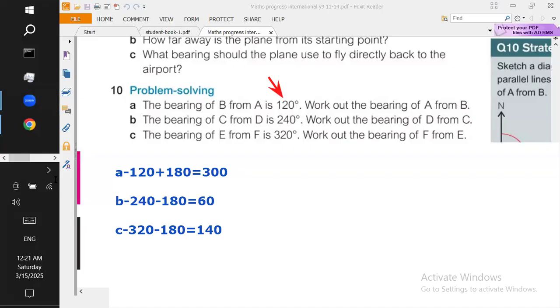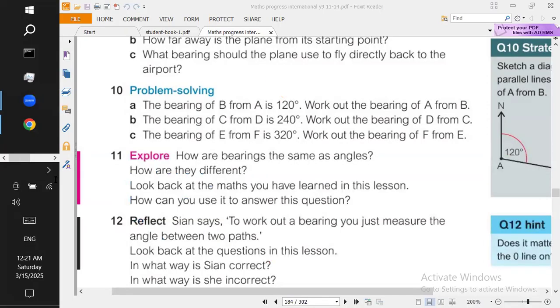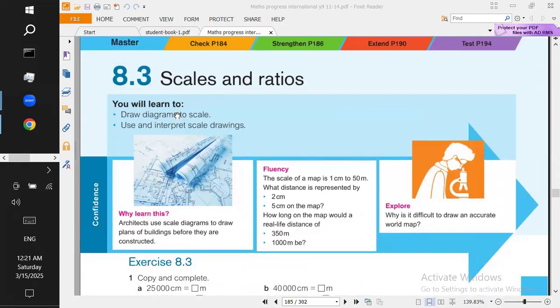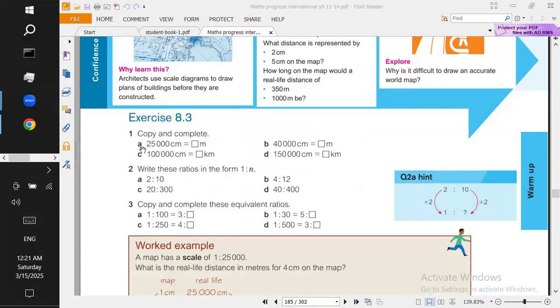Next, here. Now we covered the bearing questions. Let's take a look at 8.3. So in 8.3, we're going to talk about scales and ratios, and questions about scales and ratios. Let's go down and check the questions. This one is about turning units. It's the same as we talked about. Focus on the units turning because it's very important. You have to understand how to turn units to answer these questions.